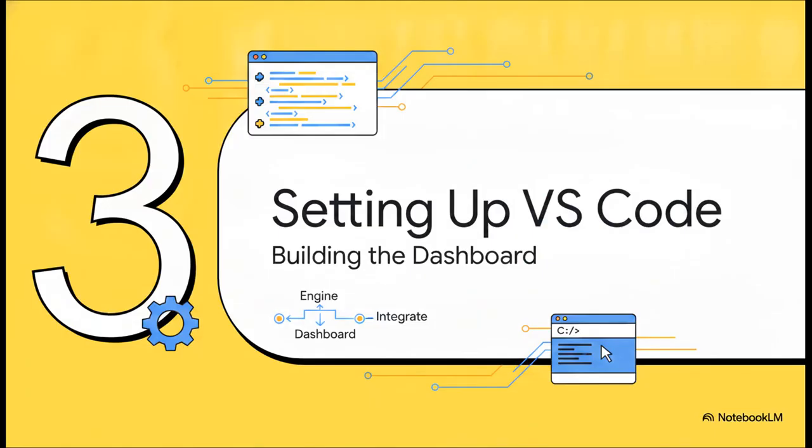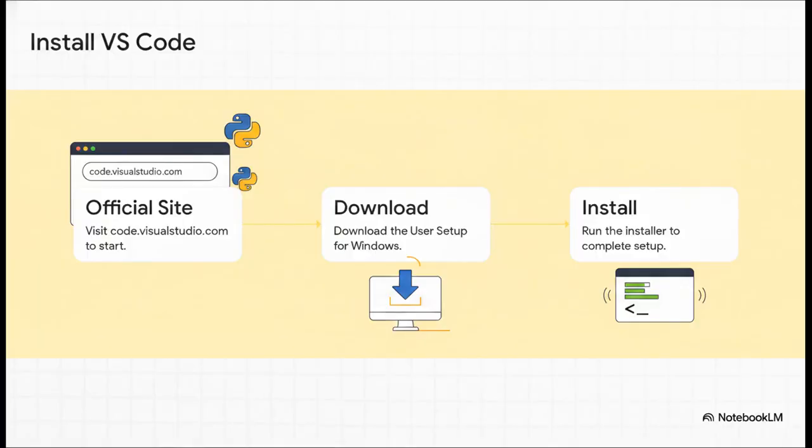Great. Section 3. Setting up VS Code, building the dashboard. Our engine is ready to go, so let's set up the actual workspace where we'll be doing our writing. Once again, stick to the official source. Head on over to code.visualstudio.com. You are looking for the user setup for Windows. Why the user setup? Well, it's highly recommended because it doesn't require administrator permissions, which makes background updates so much smoother for you later on.